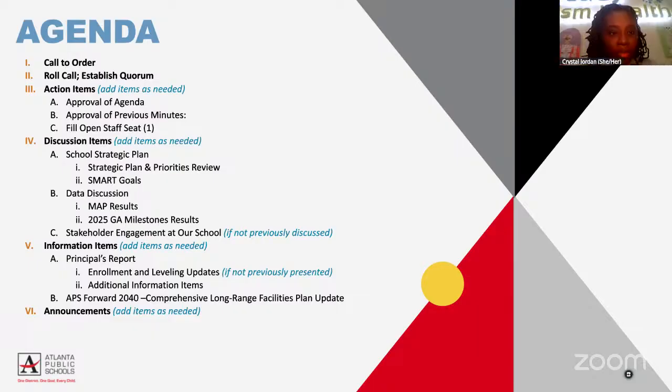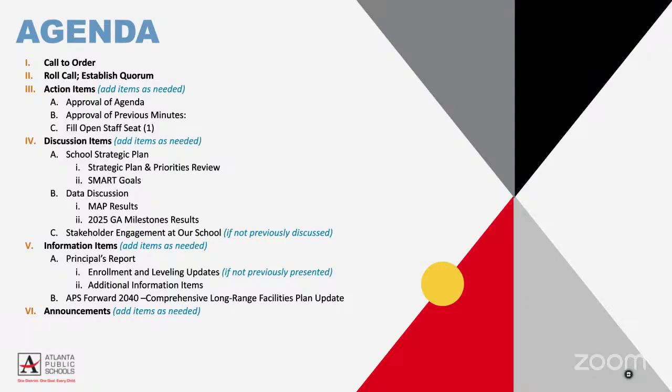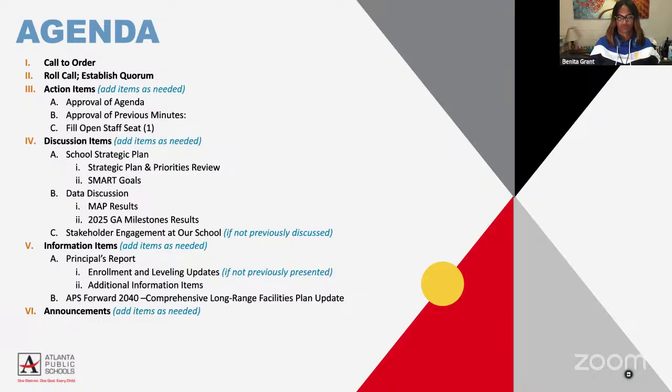Okay. Ms. Rainwater, can you do a roll call so we can establish a quorum, please? Yes. So please respond present when your name is called. Principal Grant. I'm here. Crystal Jordan. Here. Ashley Helm. Here. Tamika Rainwater. I'm here. Denise White. Here. And Terry Hampton. I'm present.